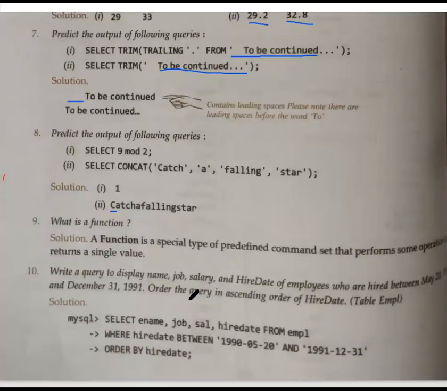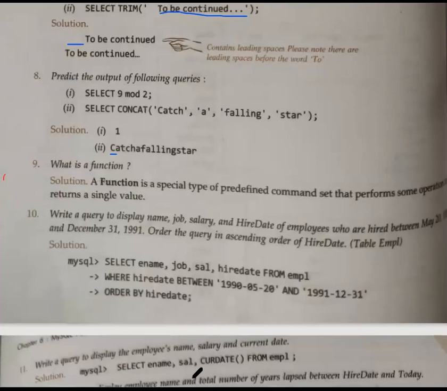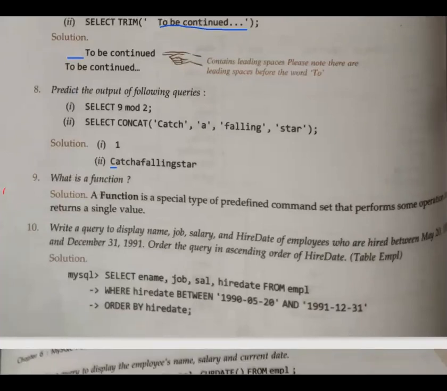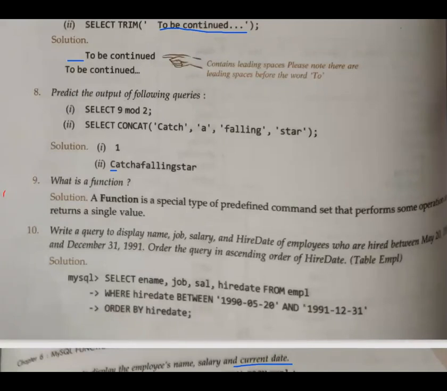Then after this, the question is: you have to display employee name, salary, current date. So only for showing current date, what are you going to write? Because they are already having one EMP table, so we are not going to use that. You only have to tell me the function for using today's date.